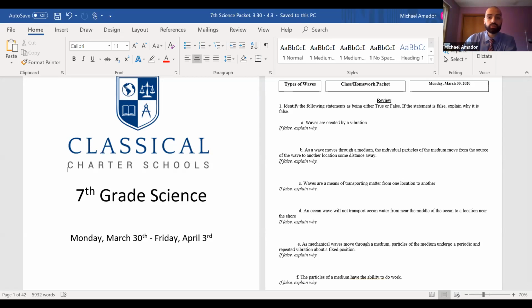Yes, the particles don't move from one place to another. They move back and forth, but there's no net movement. If they move up, then they move back down. Or if they move left, then they move back right. But they never go from point A to point B. That's actually the energy that moves from point A to point B. So let's go to C.